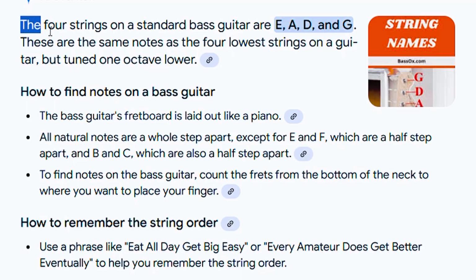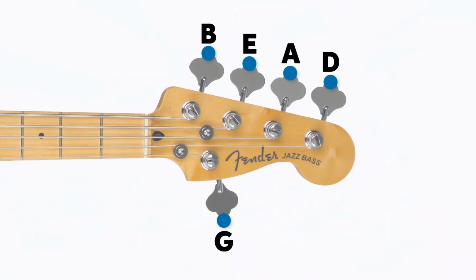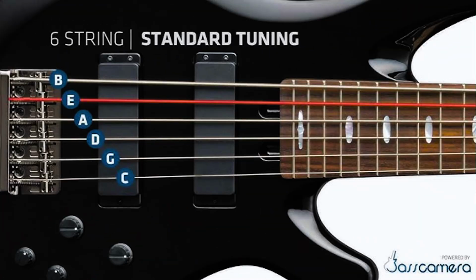If you are playing a 4-string bass guitar, it will start from E, A, D, and G. If you are playing a 5-string bass guitar, it's going to start with B, E, A, D, and G. If you are playing a 6-string bass guitar, it's going to be string B, string E, string A, string D, string G, and string C. Having said that, let's now move into key tracing.